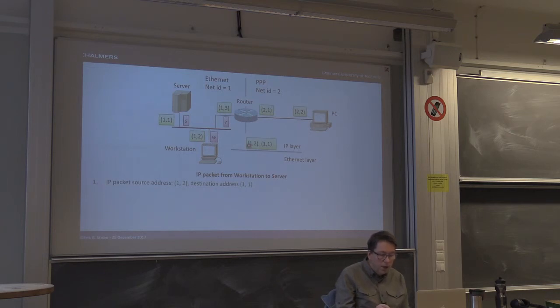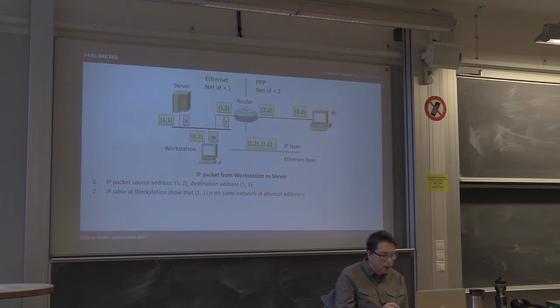So the IP header of the IP packet, among other things, contains the source and the destination IP addresses. Okay. So this is an IP packet that comes from 1.2, the workstation, and it should go to 1.1, the server. So the IP packet source address is 1.2 and the destination is 1.1. Okay, so what happens next?